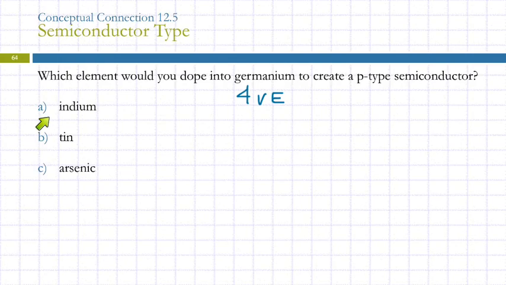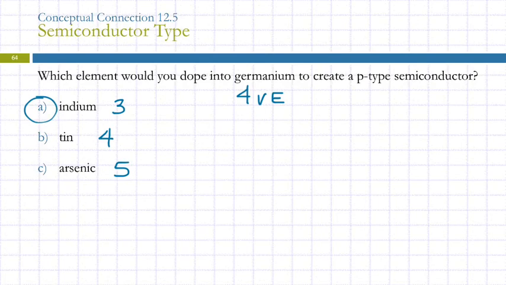How many does indium have? Indium is in group 3A. It's got 3 valence electrons. How about tin? Tin has 4. And arsenic? 5. So for a p-type semiconductor, we want to put something in there that has fewer valence electrons and is going to create some holes, and so that'll be indium.